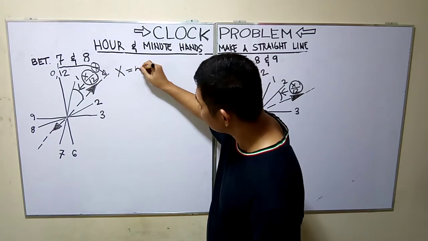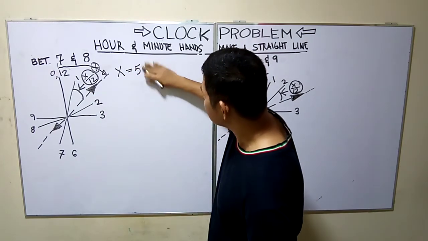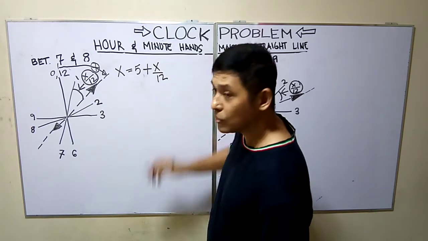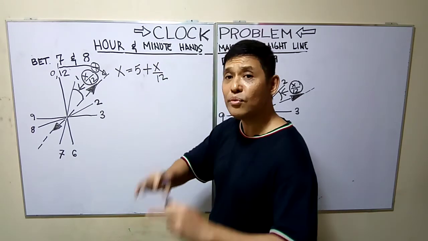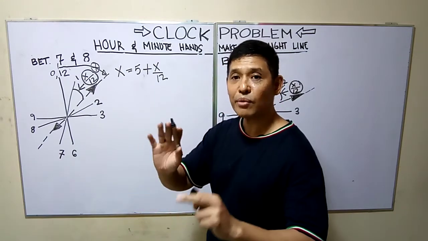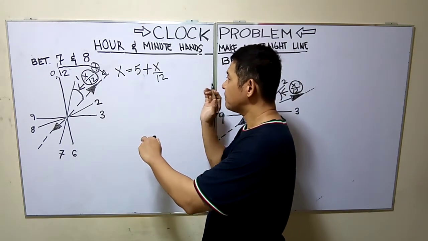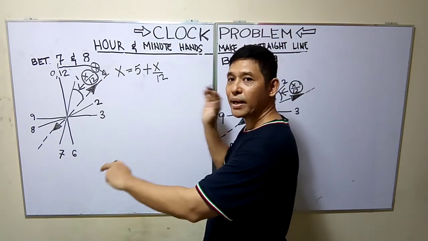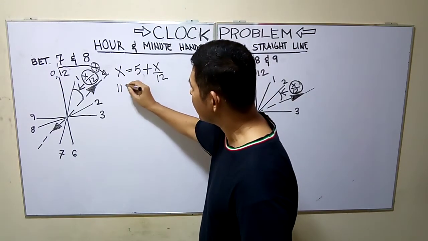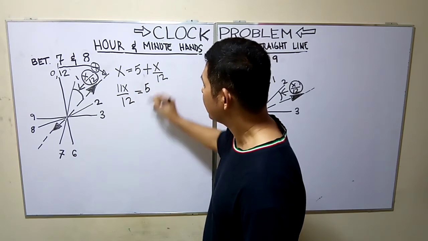So, 5, dadagdag natin yung plus X over 12. Ito yung unknown number of minute doon sa isang part ng clock, kasi yung clock binubuo ng 12 part. Therefore, ang gagawin natin, ilipat natin yung X over 12 from right side to left side. What will happen is magiging 11X over 12 is equals to 5.